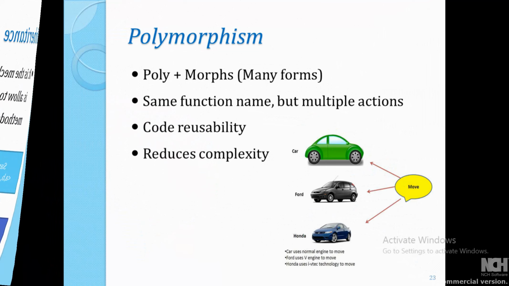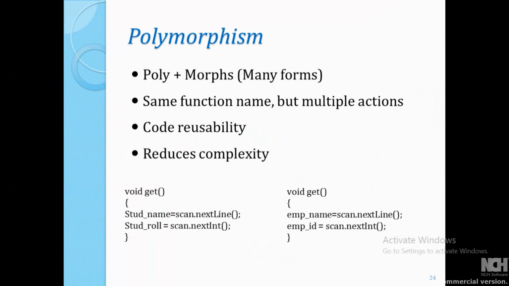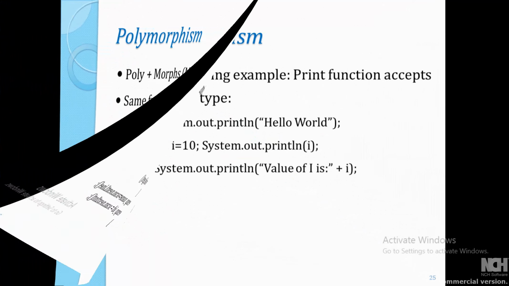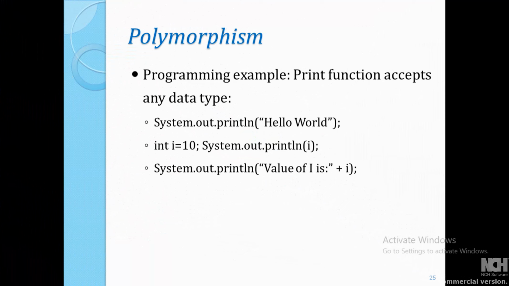Polymorphism. Polymorphism means many forms. The same method name can perform different operations depending upon the object or context. This improves flexibility, code reuse, and maintainability.